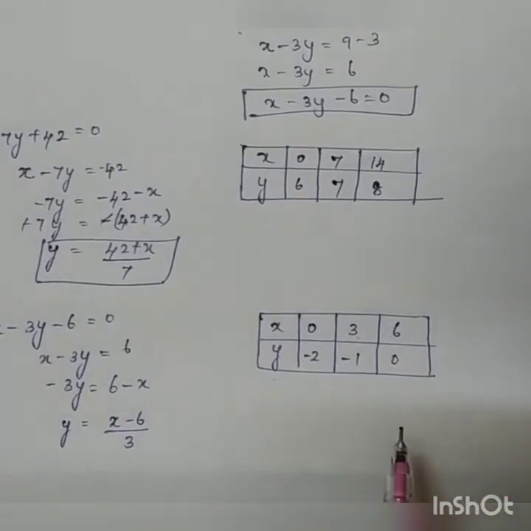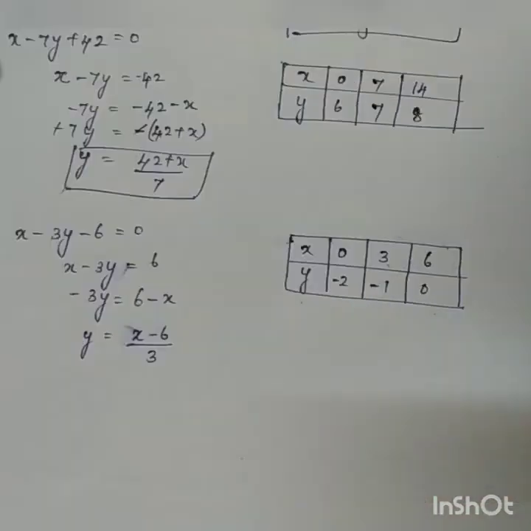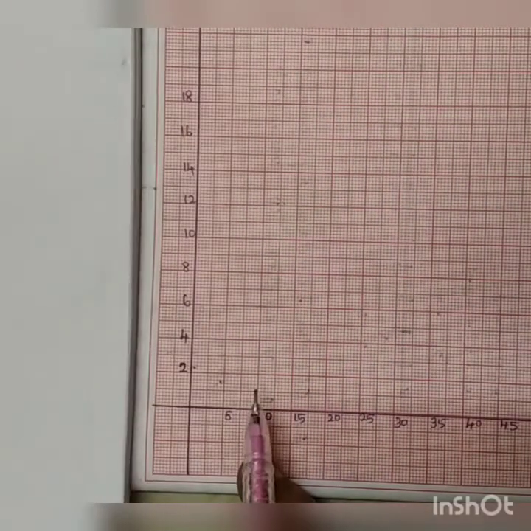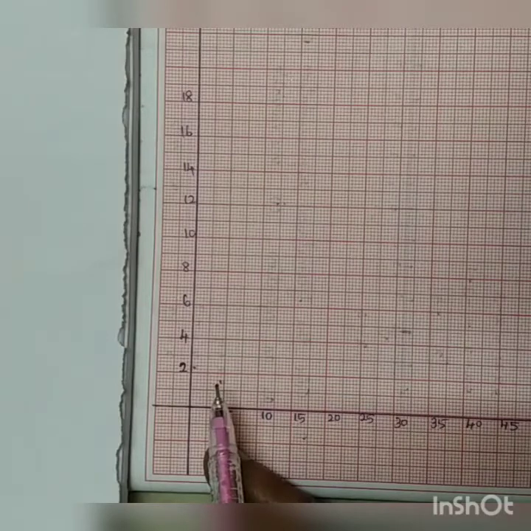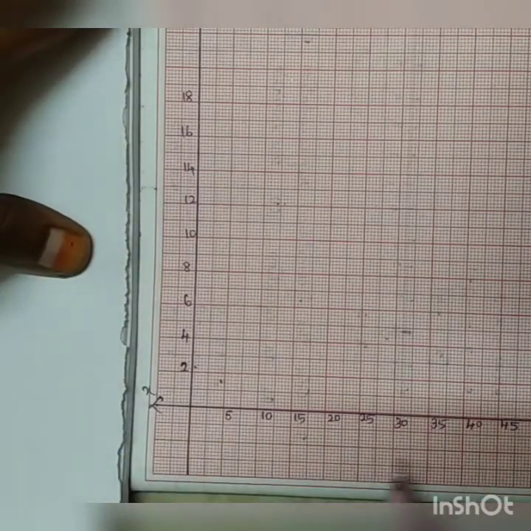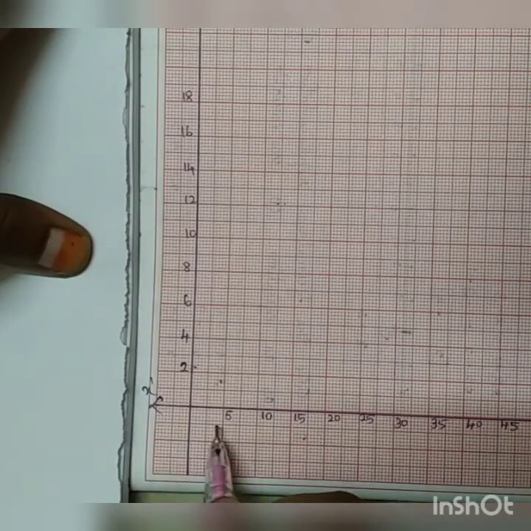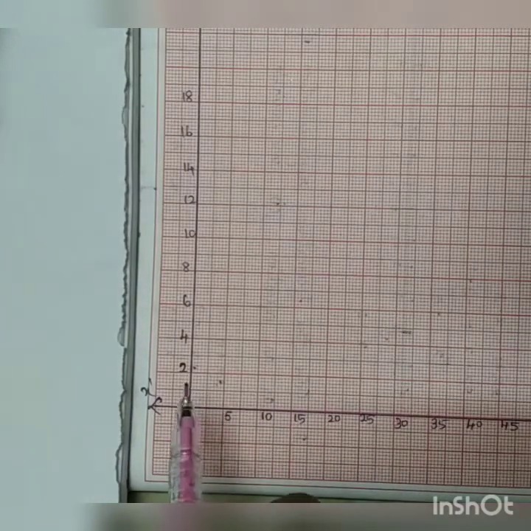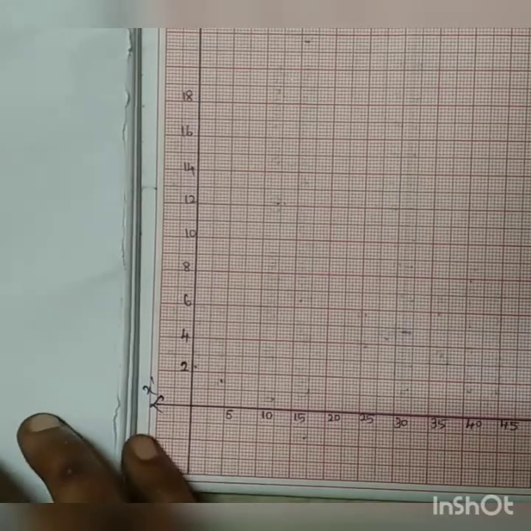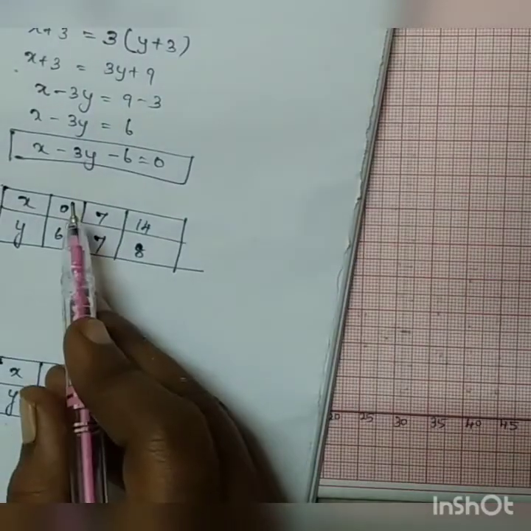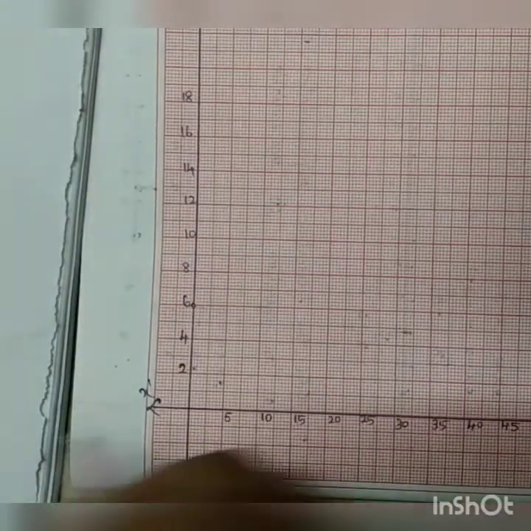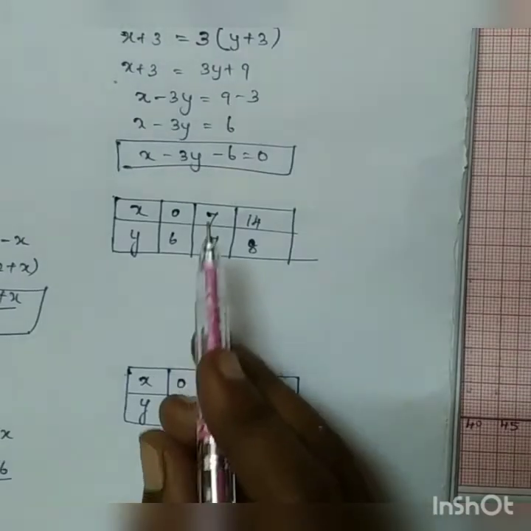Now we have to represent this in the graph. Let us represent it on the graph sheet. Now see here, this is the axis line I have taken. This is the x-axis, and on the x-axis I have taken 5 forward values, and on the y-axis I have taken 2 forward values. Now let us plot the values here. First is 0, 6. Now second is 7, 7.